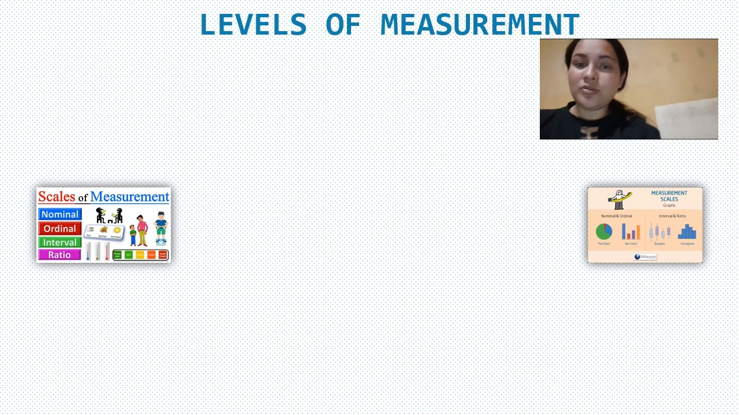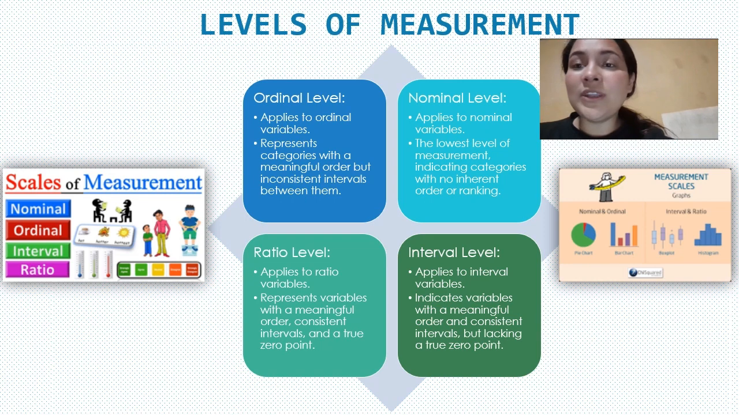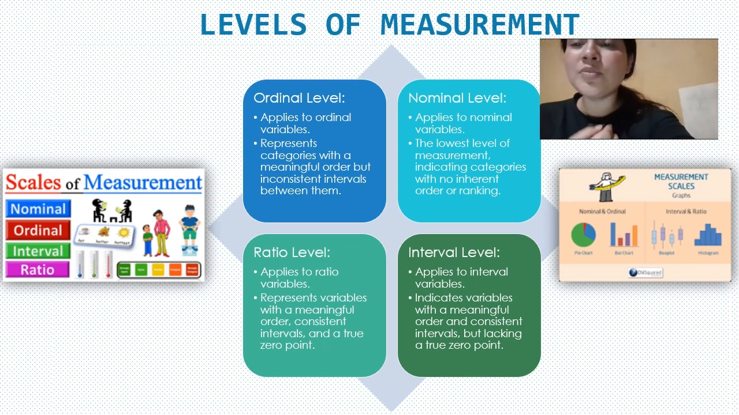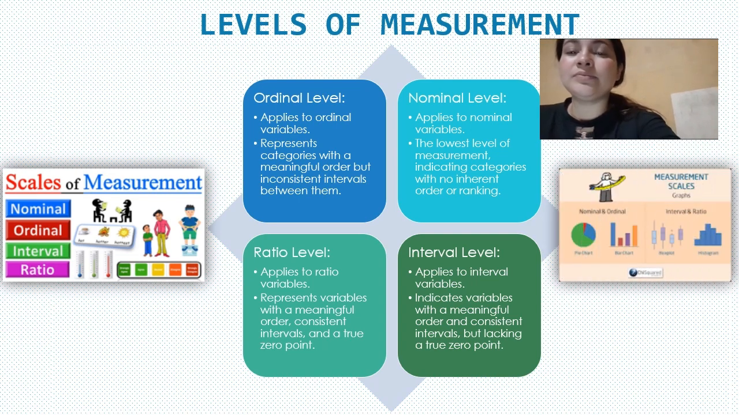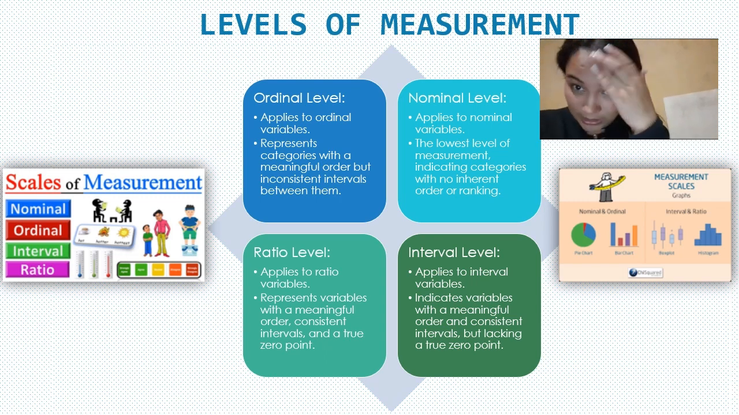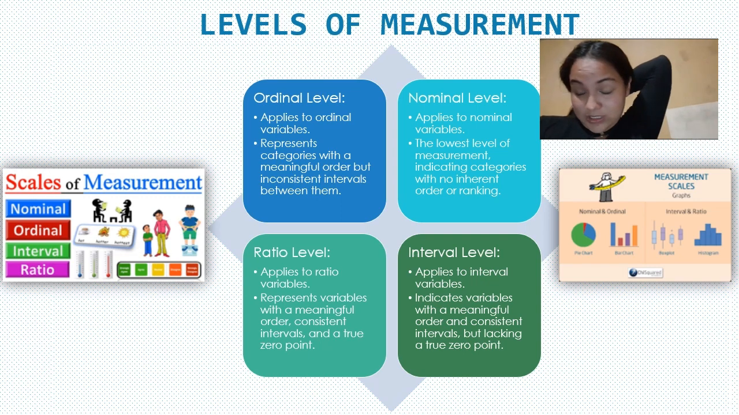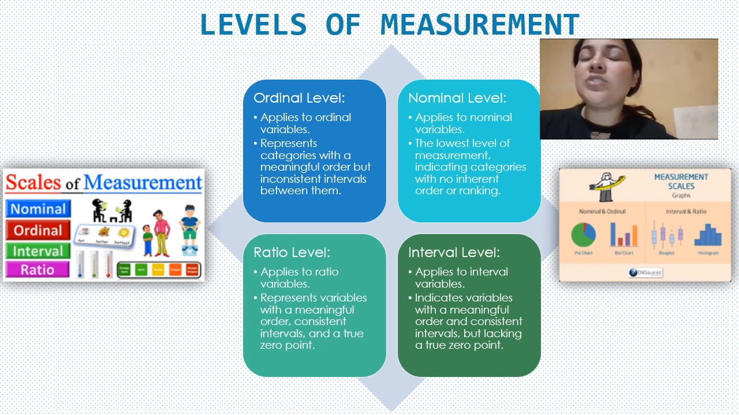The levels of measurement: the nominal measurement categorizes data into distinct groups with no inherent order. The ordinal measurement categorizes data in groups with a rank or order. The interval is a measurement with equal intervals between values, but not a true zero point. The ratio is a measurement with equal intervals and a true zero point.